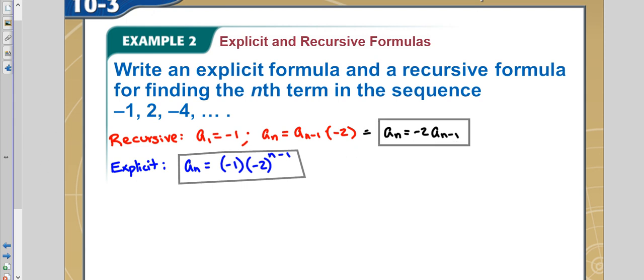All right, so this could find any term at any time. If you want to find the 10th term, you plug 10 in there, and 10 would be subtracted by 1, and then you take -2 to the 9th power, then you'd multiply that by -1.